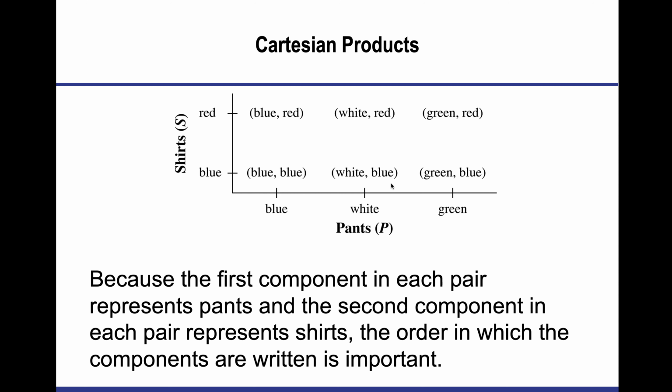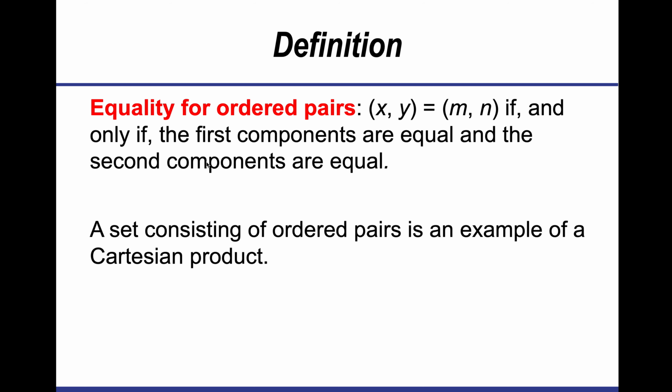Or I could get this nice Cartesian image where I'm plotting out my options. So blue shirt, red pants, white shirt, red pants, and so on. Because the first component in each pair represents the pants, so blue pants, red shirt, white pants, red shirt, green pants, red shirt, blue and blue, white pants, blue shirt, green pants, blue shirt. So I'm basically using ordered pairs to represent this instead of a tree, but it still gives us the total options. I have 3 pairs of pants that are options, two shirts that are options, and I'm writing them as ordered pairs instead of as a tree.